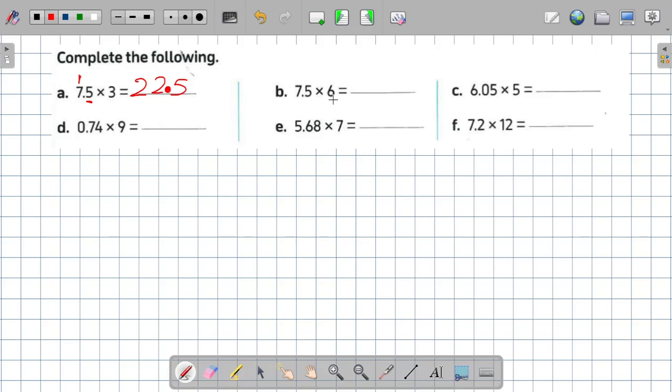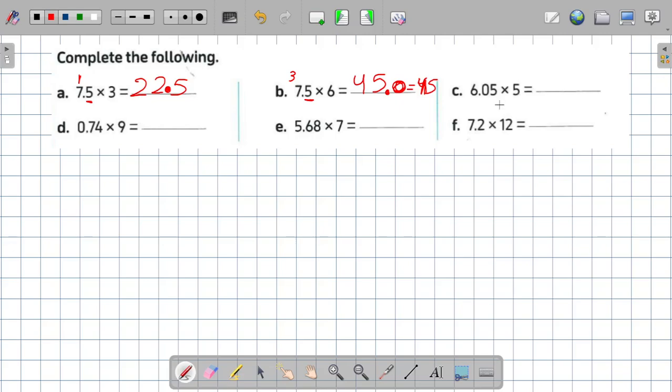Next, I have 7.5 times 6. Okay, so I have 5 times 6 equals 30. So I will put 0 here and carry up 3. 6 times 7 equals 42, and 42 plus 3 equals 45. So I have 4 and 5. Here I have one digit, so it will be 45.0, or maybe it's 45 only. Okay.